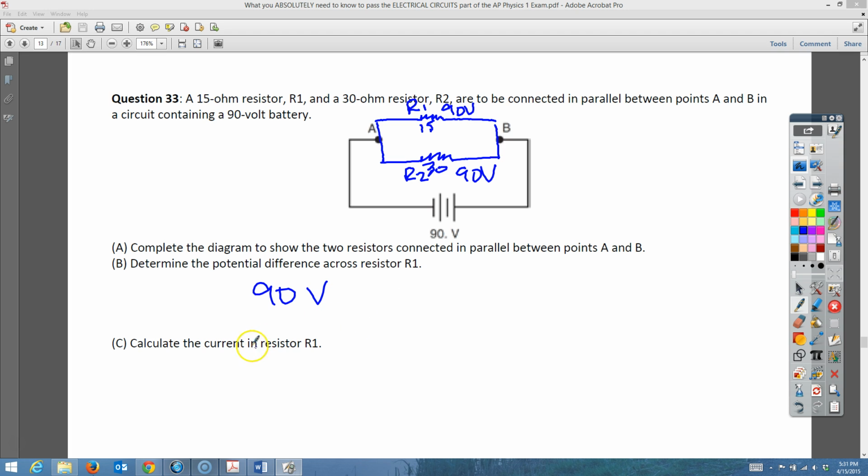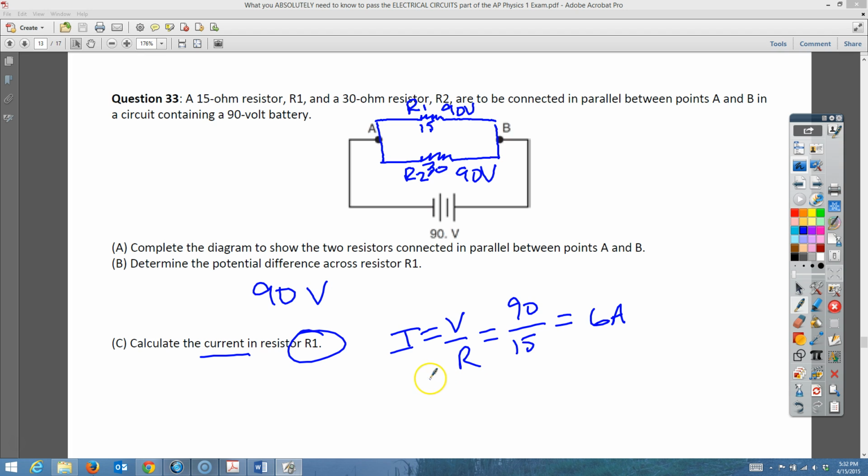Now they want us to calculate the current in resistor R1. To find the current for this one, we can just use V is equal to IR. So I is equal to V over R. Our voltage is 90. Our resistance is 15. And if we take 90 divided by 15, we find out that the current is 6 amps.